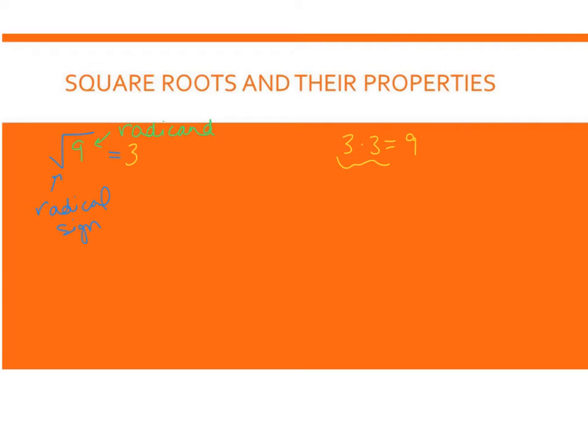But can you think of any other numbers that the square root of 9 also equals? Also equals -3, because -3 times -3 is also a positive 9. And we can combine these and actually write it as plus or minus 3. So the positive 3 is called your principal root, and that's the one that you would typically give.